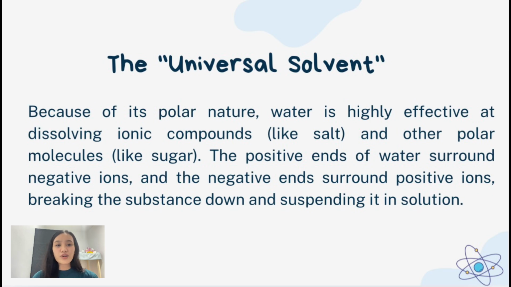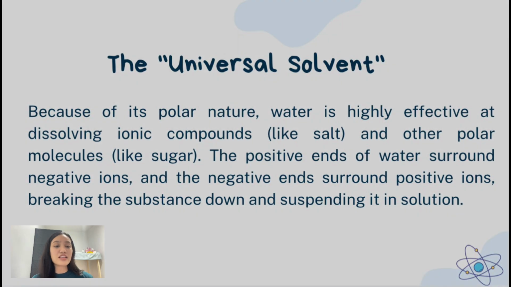When we say the universal solvent, is it because of its polar nature? Water is highly effective at dissolving ionic compounds like salt, and other polar molecules like sugar. The positive ends of water surround negative ions and the negative ends surround positive ions, breaking the substance down and suspending it in solution.